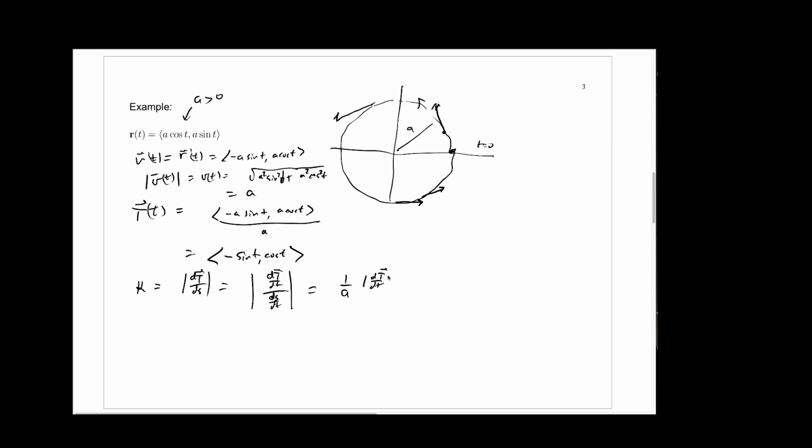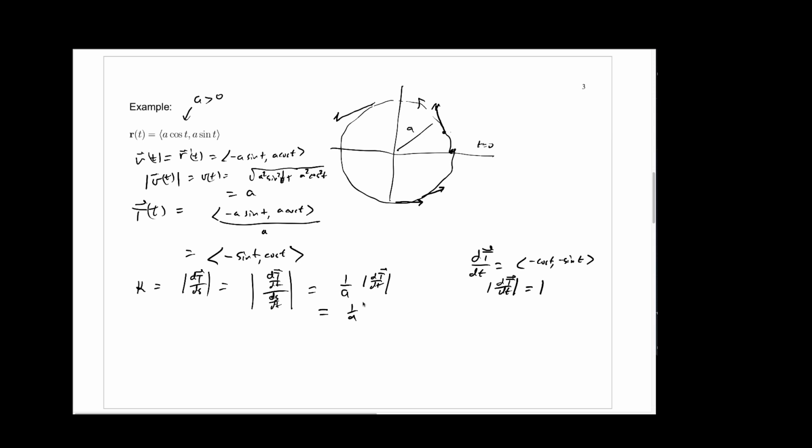dT/dt. Well, what is dT/dt, derivative of the unit tangent vector with respect to the parameter t? We have the unit tangent vectors right here, so that's just going to be the vector minus cosine t and minus sine t, and this has unit length. So the curvature is exactly 1 over a.